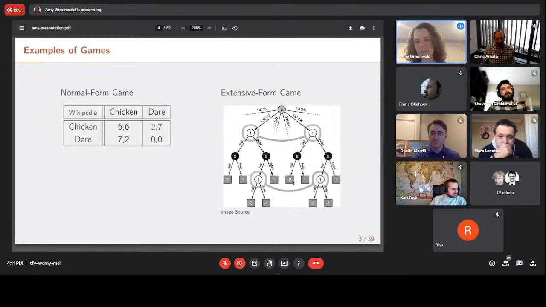You see all the payoffs listed down here at the bottom, and the players move in progression. So player 1 gets to move where it's player 1's turn, and player 2 gets to move where it's player 2's turn, and then finally, payoffs at the end.